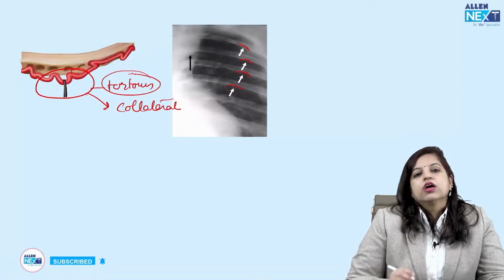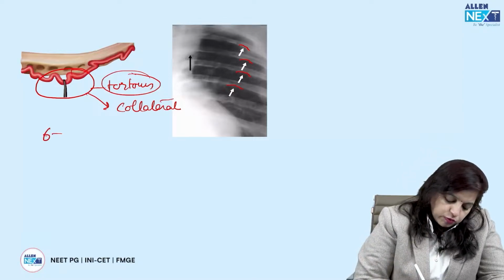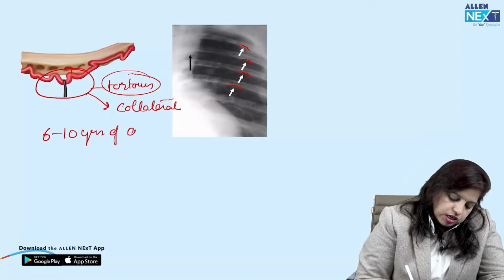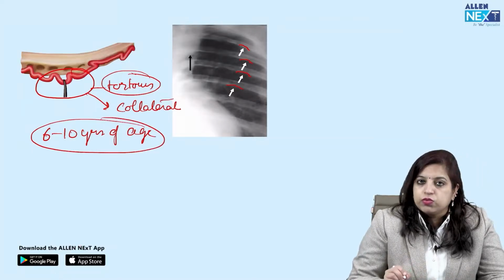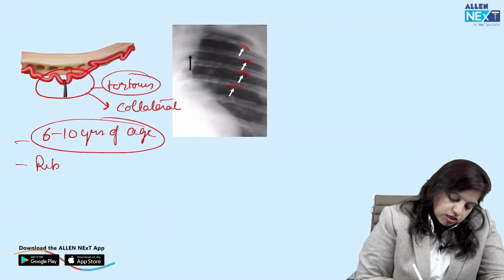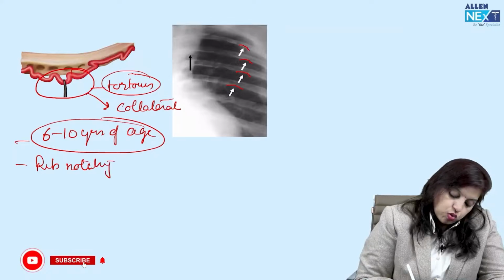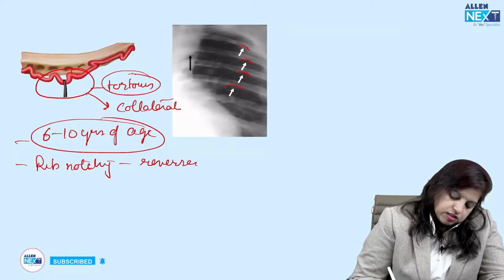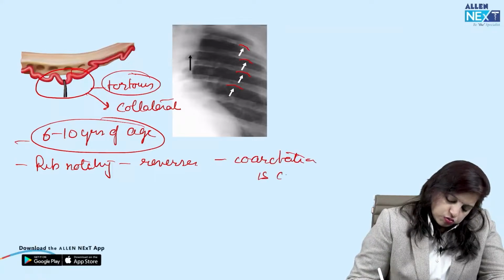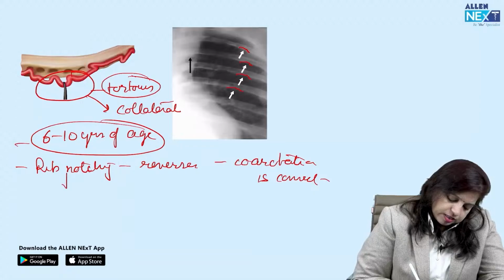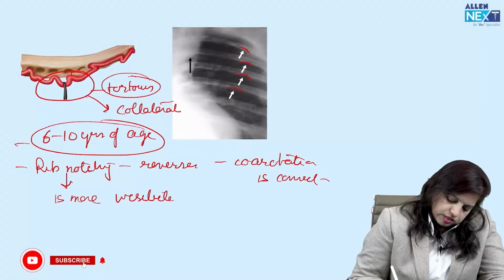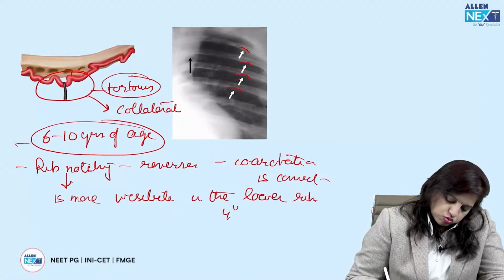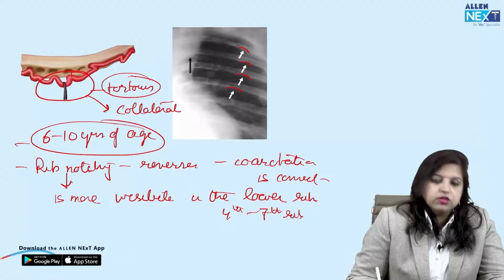Remember, rib notching on the inferior border is not visible before 6 to 10 years of age. It is only visible after this time, number 1. Number 2, rib notching reverses or becomes okay when the coarctation is corrected, right? So this should be clear. Remember, another thing, rib notching is more visible in the lower ribs, that is from the 4th to 7th rib, right?